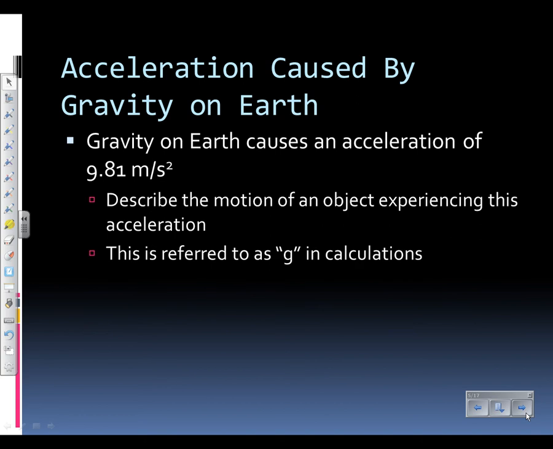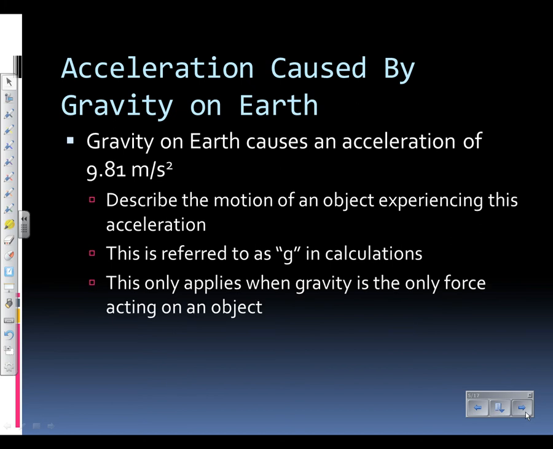That number is so important that we give it its own variable, or its own representation, the lowercase letter g. Anytime you see lowercase letter g show up in a calculation, it represents that acceleration that is caused by gravity here on Earth, 9.81 meters per second squared. It's up on the board. It's up on the wall.